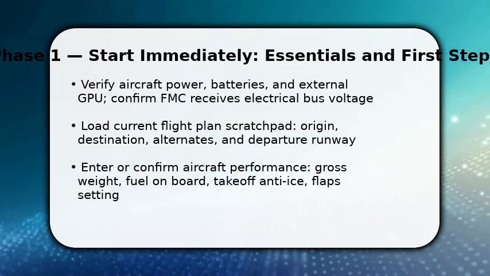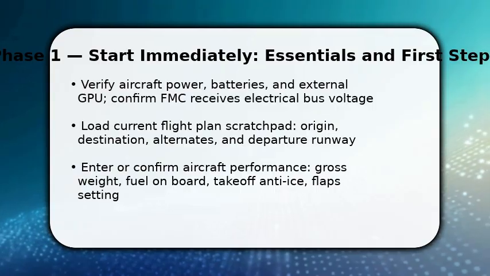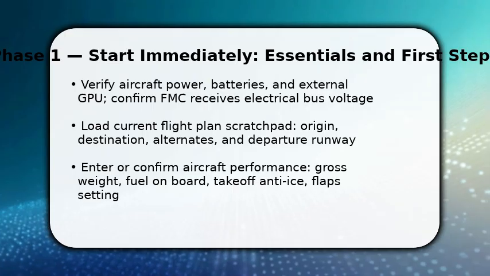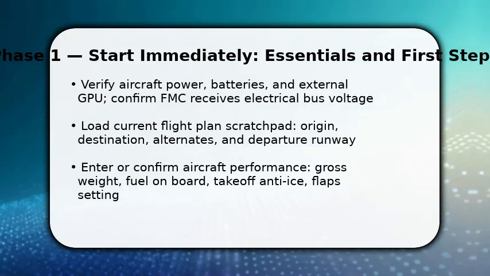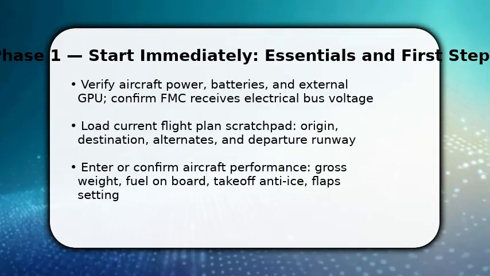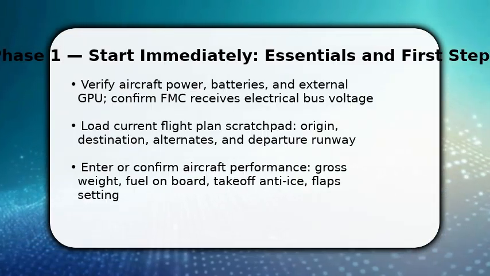You start by powering the FMC and confirming bus status. Once the CDU boots, open the init page and enter flight number and route. You will input origin, destination, planned alternates, and runways. Do this now so the system can calculate lateral navigation.